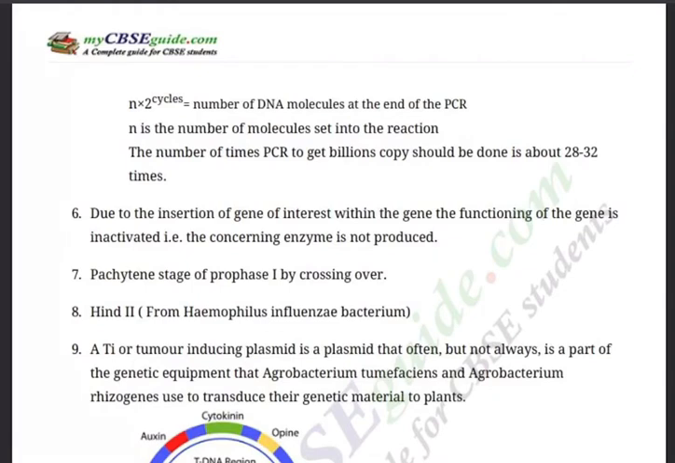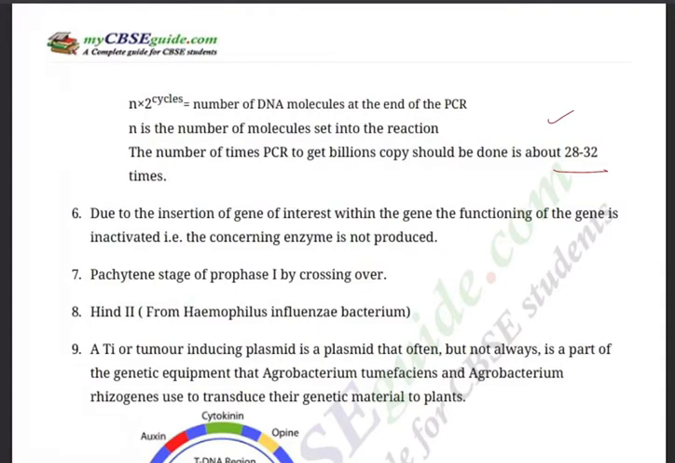So the general formula to calculate the number is N into 2 power cycles: the number of DNA molecules at the end of PCR. N is the number of molecules set in the reaction. And the number of times PCR should be done to get billions of copies is about 28 to 32 times.